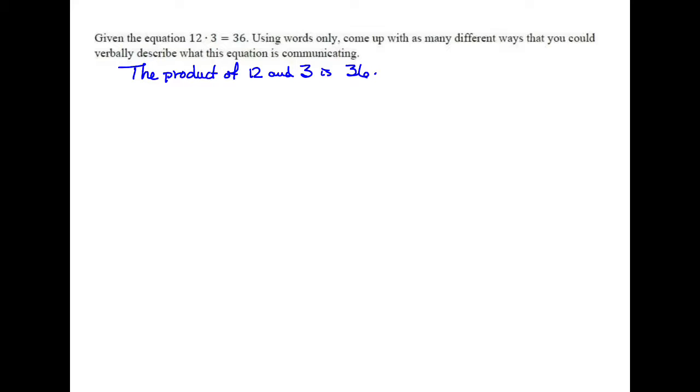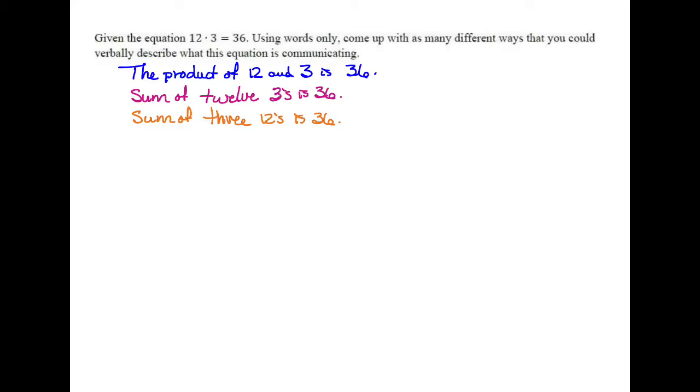You could say we have 12 threes added up, so this is the repeated addition, right? So the sum of 12 threes is 36. Now remember, we could write it the backwards way of doing the repeated addition as well, right? Couldn't we say 3 12s? So the sum of 3 12s is 36.